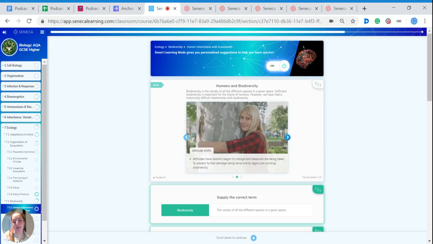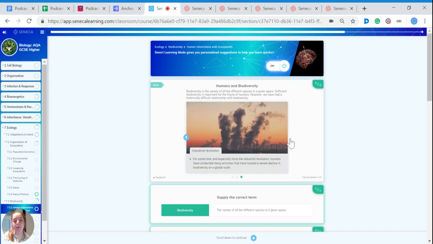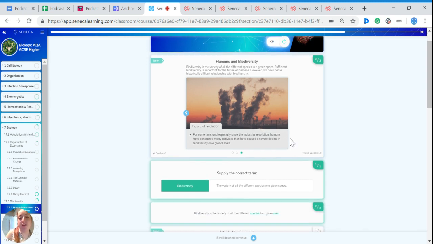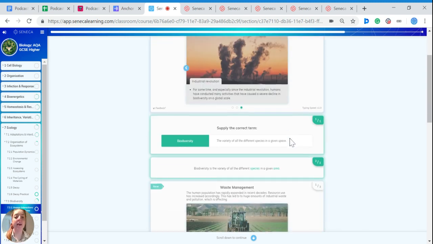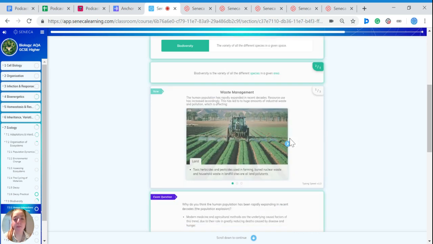Attitudes have recently begun to change, and measures are being taken to prevent further damage being done and to regain pre-existing biodiversity. For some time, especially since the Industrial Revolution, humans have conducted lots of activities that have caused a severe decline in biodiversity on a global scale. So I'll have a quick look at some of these.